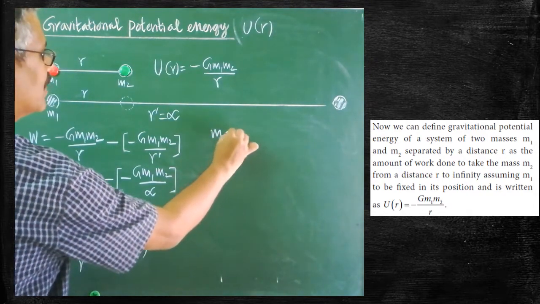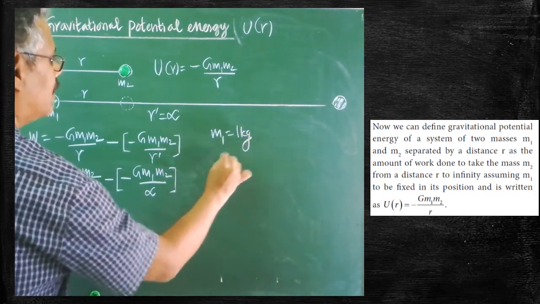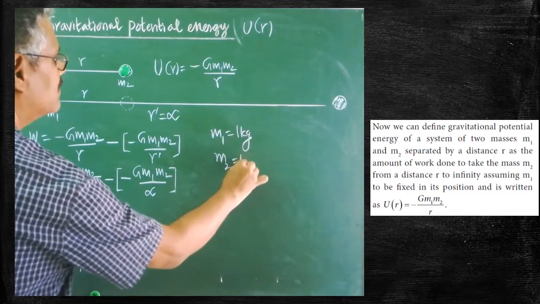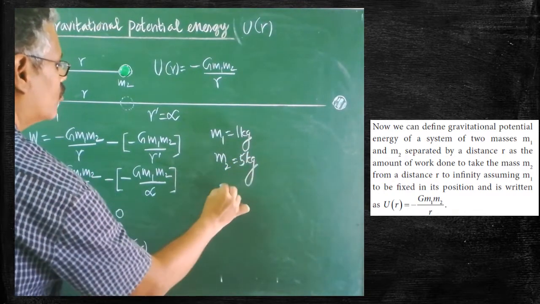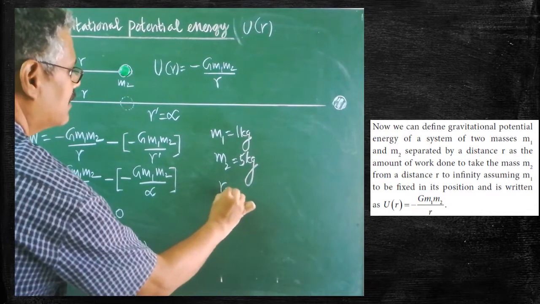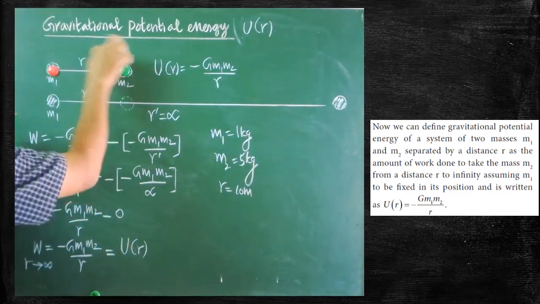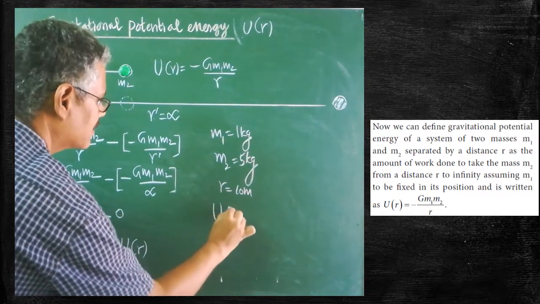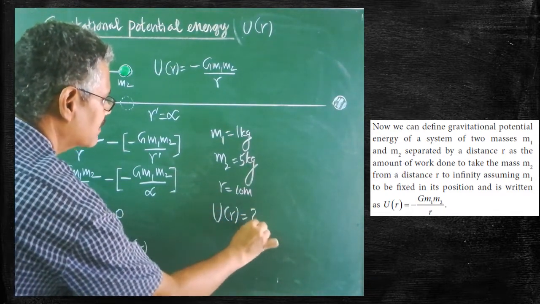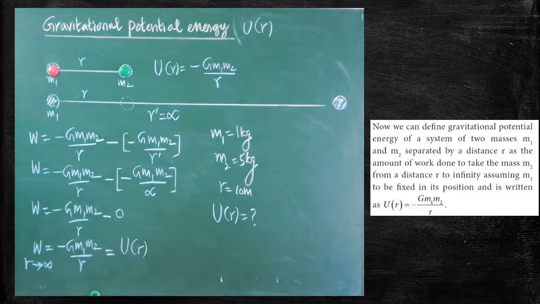Mass m1 value is 1 kg. Mass m2 value is 5 kg. Are you clear? Both are separated by a distance of 10 meters. How much gravitational potential energy will be stored up in the system? That is the question. Is it clear? Try to answer this. Okay. So find out the answer. The G value must be known.